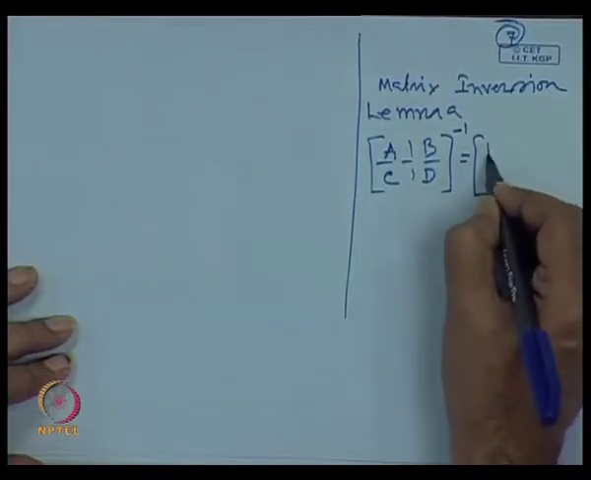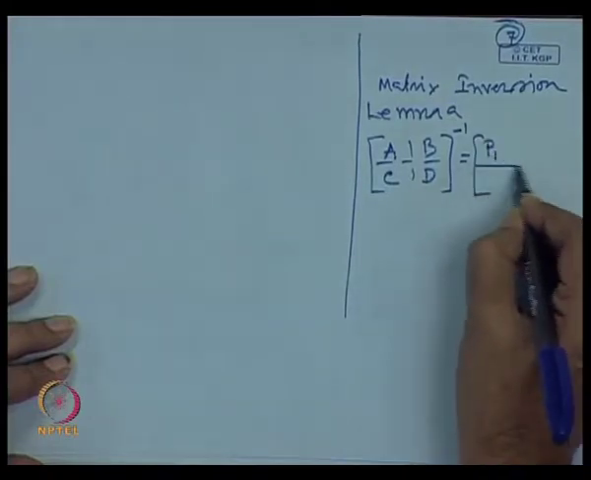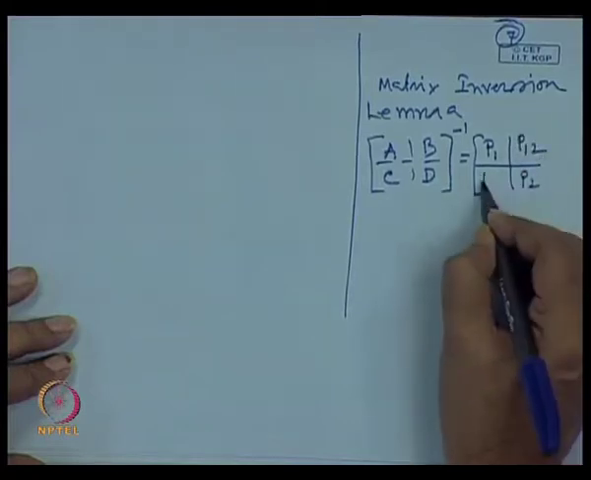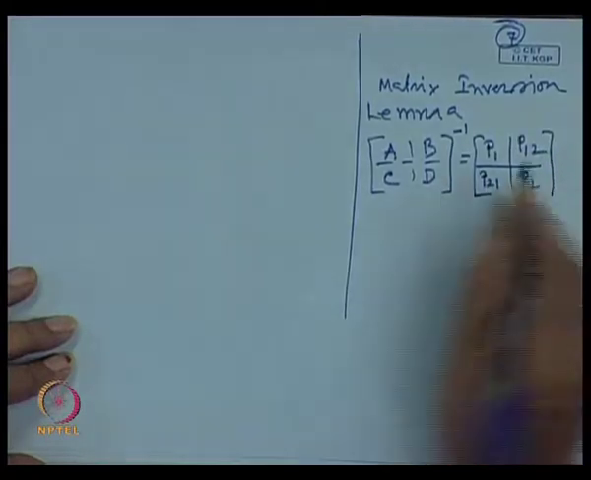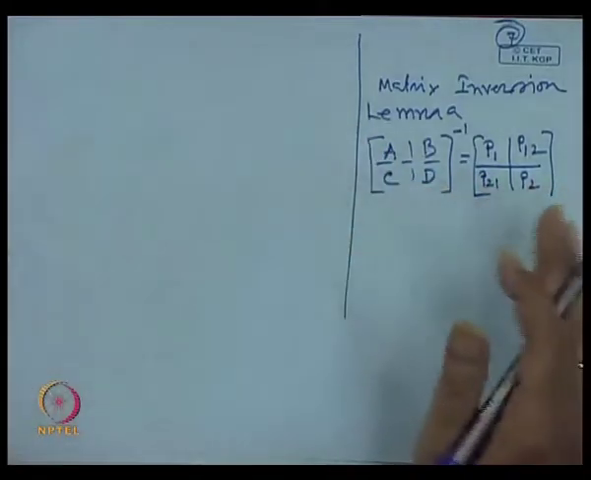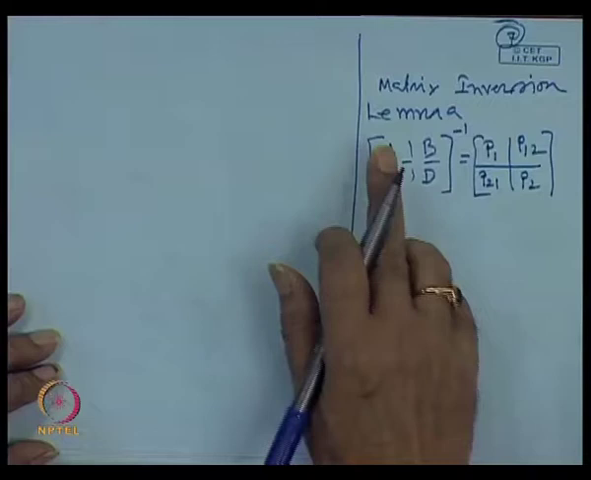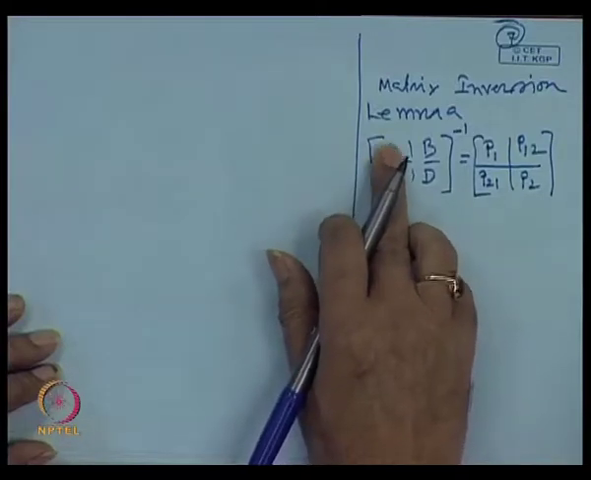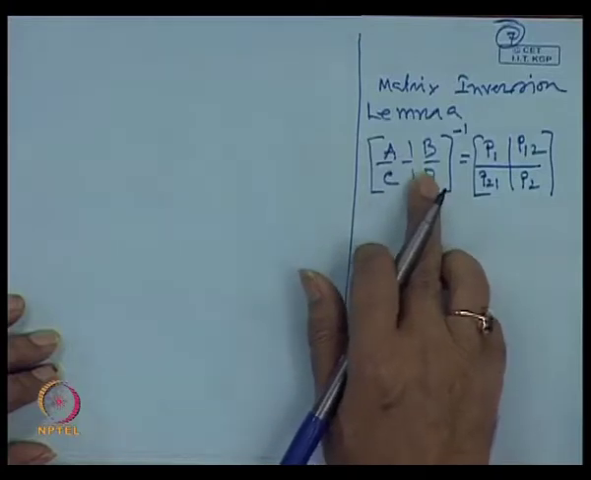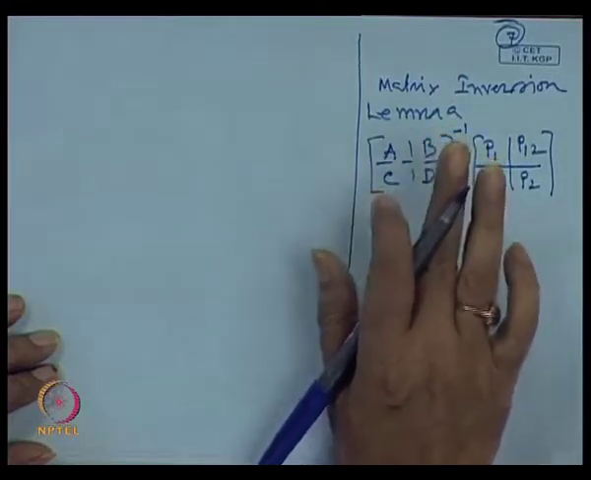Let us call the inverse blocks P 1, P 2, P 1 2, P 2 1. What I mean is, we have partitioned the matrix into 4 blocks in such a way that the diagonal blocks are square matrices and their inverses exist.